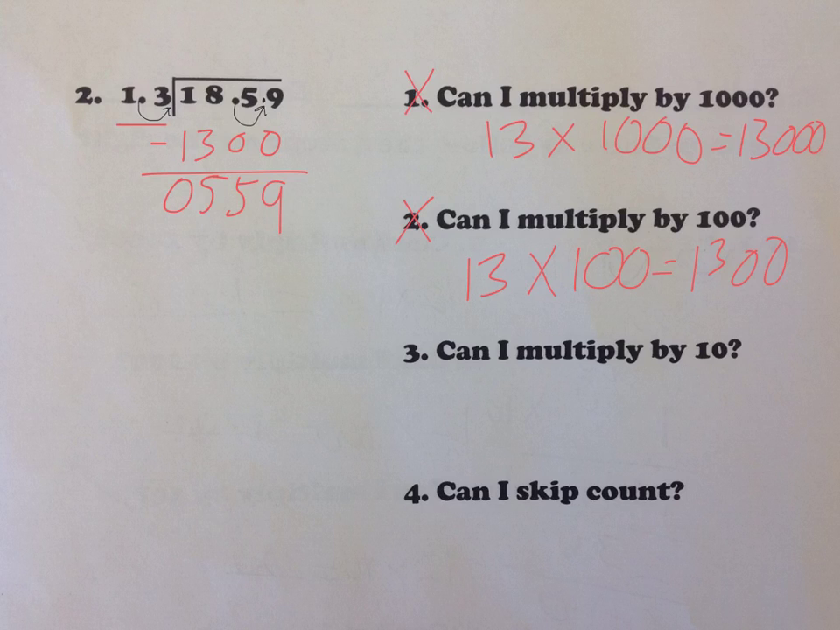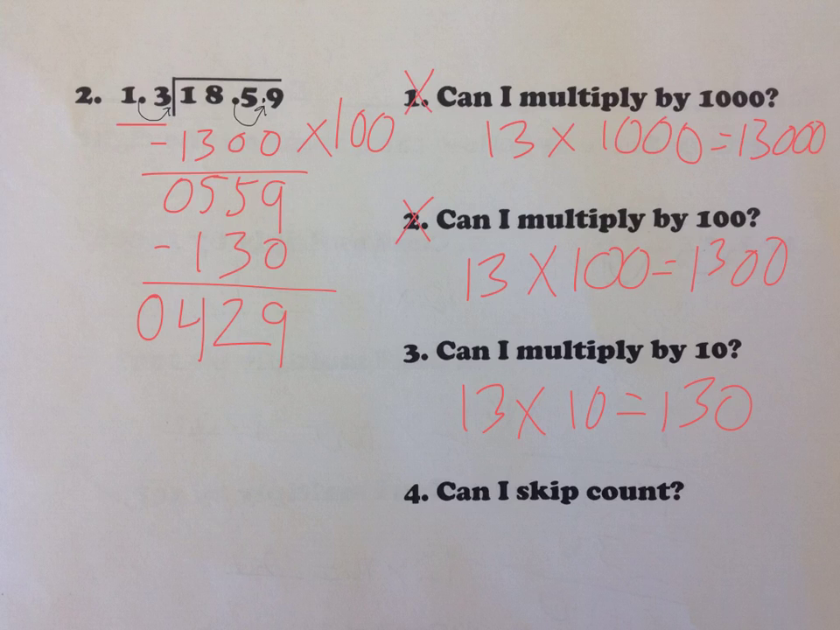I have to go to my next step. Can I multiply by 10? Well, I can multiply 13 times 10, and that equals 130. I can take small chunks of those 10s out and give them away, and that's what I'm doing here. I'm going to subtract: 9 minus 0 is 9, 5 minus 3 is 2, 5 minus 1 is 4. But one thing I forgot to put on here, that your children tend to do as well, is the pieces that we're actually taking out and what we're multiplying by. In this first step I multiplied by 100, so I have to show that because we're going to add those up at the end to get to our answer.